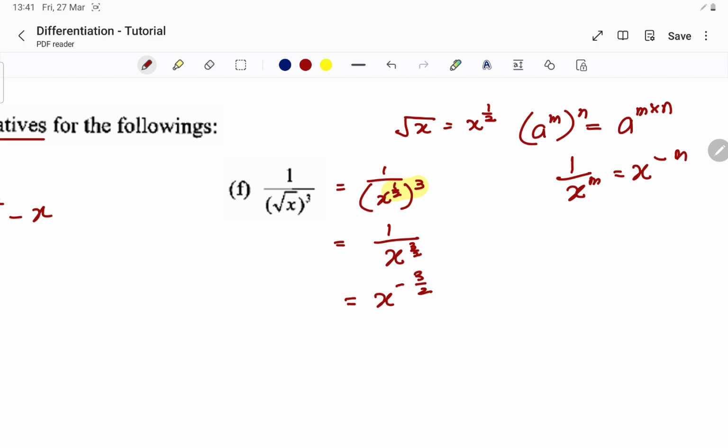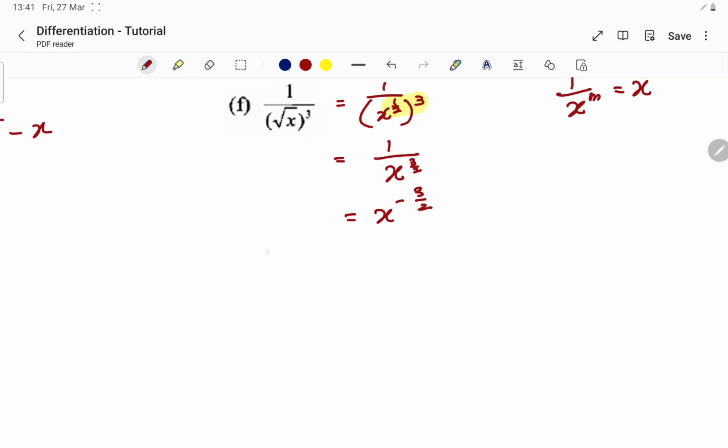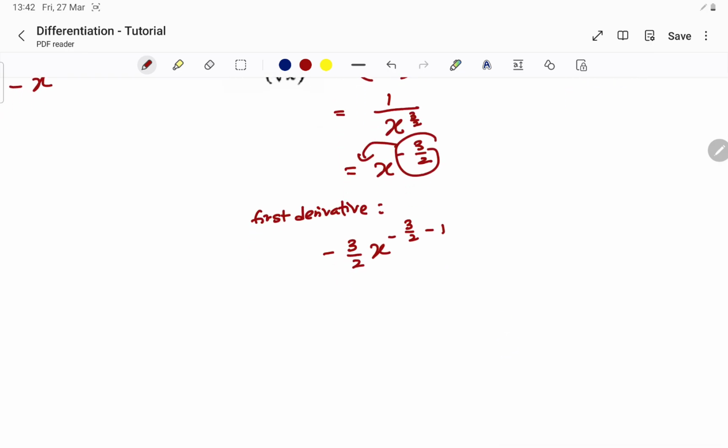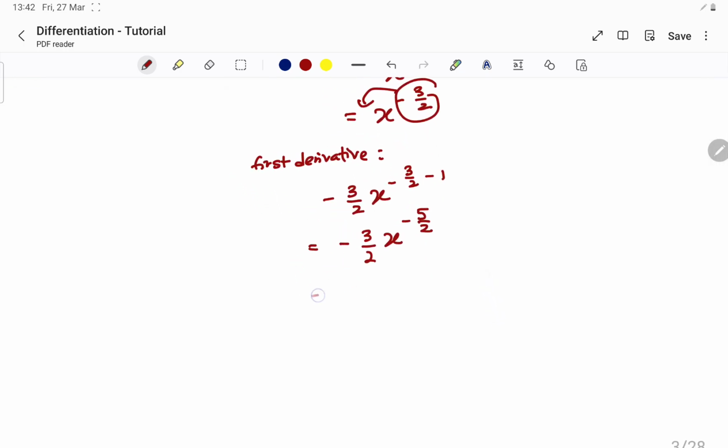So once you get this one, you can do the differentiation. The first derivative, you use the power rule, you bring negative 3 over 2 in front, and then you copy x to the power of negative 3 over 2 and put minus 1. Negative 3 over 2 minus 1, you're going to get negative 5 over 2. So the answer here you will get is this one.